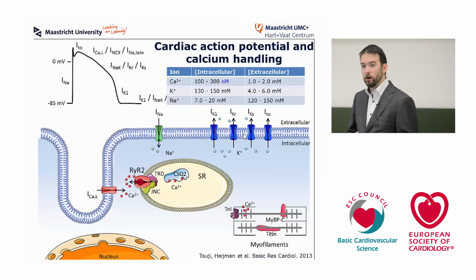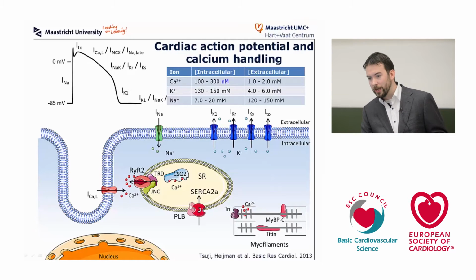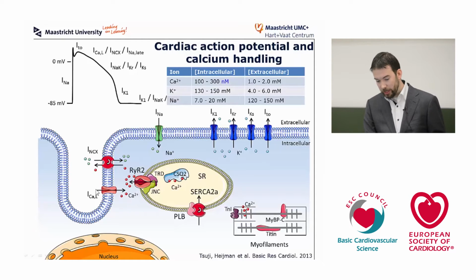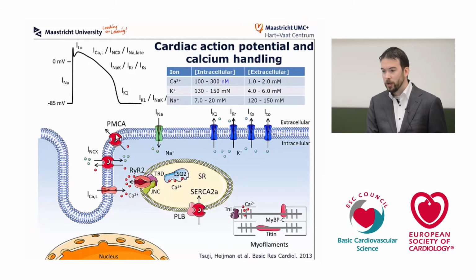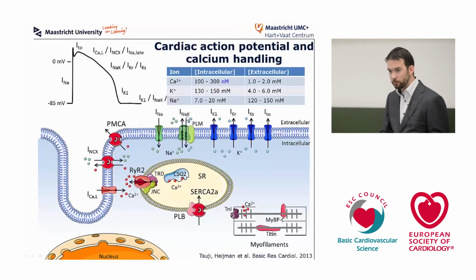And in order for the heart to do this millions and millions of times, we also need to re-equilibrate these ions. So we need to have processes that take up all the calcium that was released through the ryanodine receptor. That's where the SERCA comes in. We need to extrude the calcium that came in through the L-type calcium channel. That is done by NCX and the plasmalemmal calcium ATPase. We also need to restore a balance of sodium and potassium concentrations. That's where the sodium-potassium ATPase comes in.